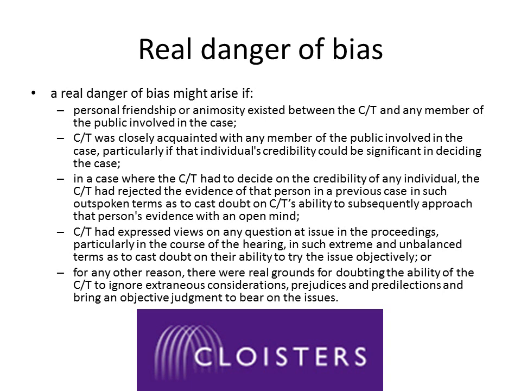So what do we mean by a real danger or real possibility, however you phrase it, of bias? Well, there are some pretty clear examples. If there's a personal friendship or animosity between the court or tribunal and any member of the public who's involved in the case, a close acquaintance with a member of the public who's involved, particularly if that individual's credibility may be significant. Suppose the court or tribunal had to decide on credibility and it had rejected the evidence of the person in a previous case.